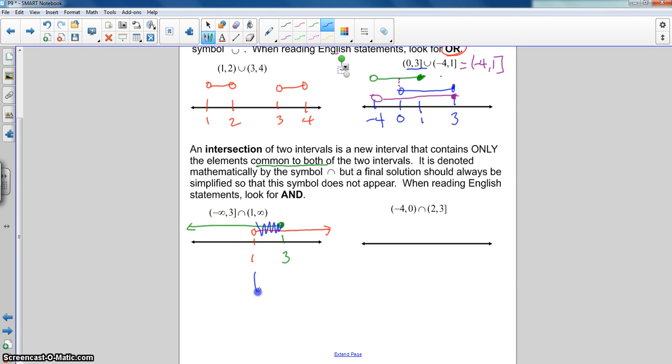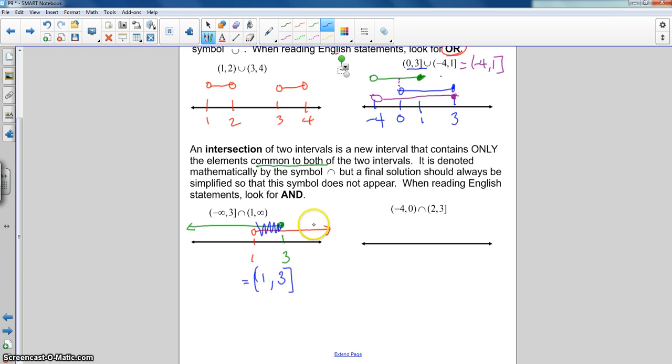So my answer here is going to be 1 exclusive, because technically I can look at 1, and 1 is on both of them, but in the red one it is not included versus the green one it is included. So I want to make sure I exclude it so that I know that it is common. And then 3, there's a closed dot here, and since we have a line, remember that's the same as a closed dot. So this would be the final answer: this intersection would simplify to the interval from 1 exclusive to 3 inclusive.